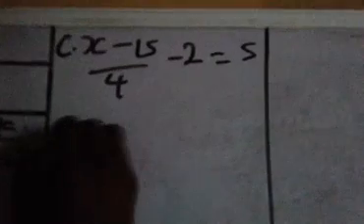Okay, see now we have x minus 15 over 4 minus 2 equals 5. Change this to a fraction: x minus 15 over 4 minus 2 over 1 equals 5 over 1. Find your LCM. LCM of 4 and 1 is 4. 4 here will give us 1. 1 times this will give us x minus 15, minus 1 here is 4 times 2, that's 8, equals 5 over 1. The next thing we do is to cross multiply.